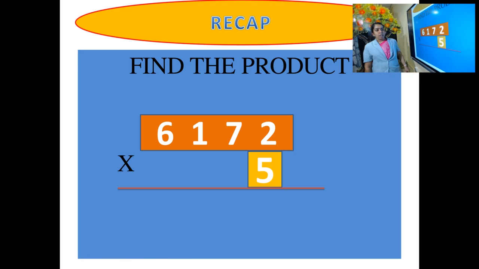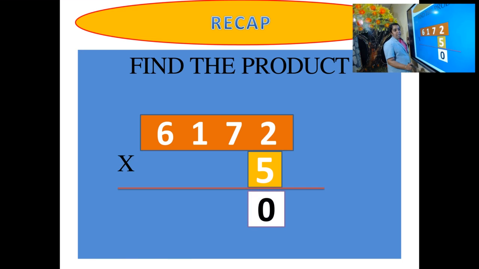6172 into 5. Did you learn the multiplication? Did you revise the multiplication table? Yes. Then say the answers. What is the first step? You have to multiply 5 twos are 10. 0 is in the ones place, and 1 is written as the carryover in the tens place.